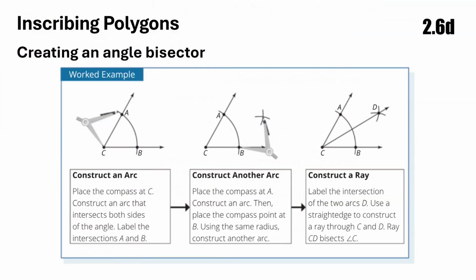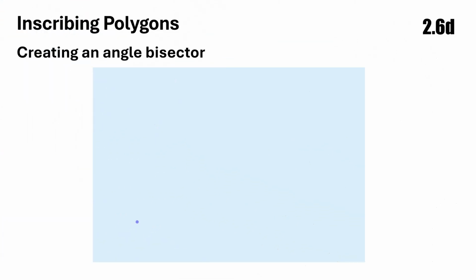This lesson will be about angle bisectors. To create an angle bisector, construct an arc, then construct another arc at the vertexes or the intersections of the first arc and angle. Lastly, construct a ray at the intersection of the 2 arcs and the vertex of the angle. Here is a visual on how to create an angle bisector.